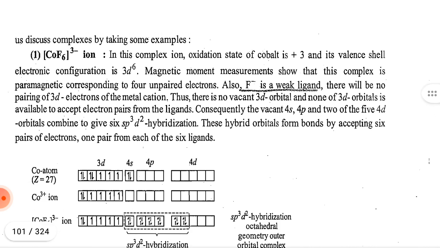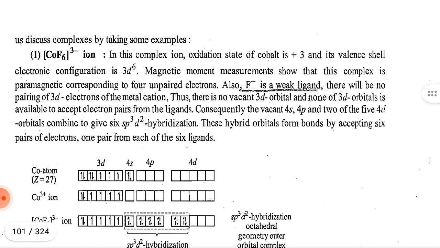[CoF6]3- ion. In this complex ion, the oxidation state of cobalt is +3 and its valence shell electron configuration is 3d6. Magnetic moment measurements show that this complex is paramagnetic, corresponding to 4 unpaired electrons. Also, F- is a weak ligand. There will be no pairing of the 3d electrons of the metal cation.